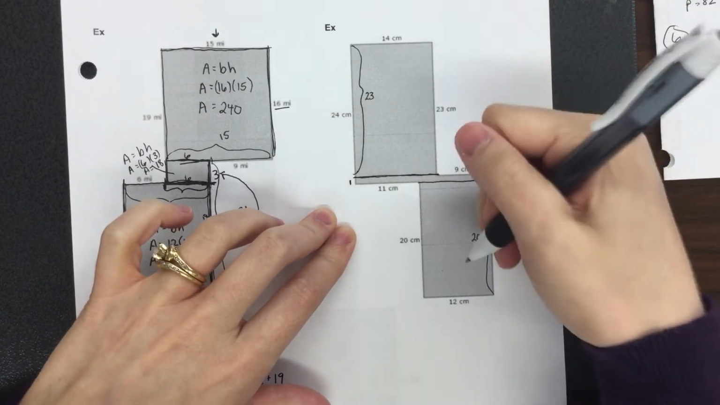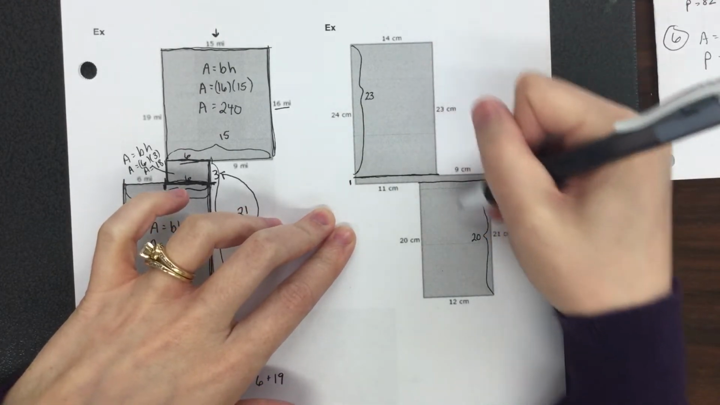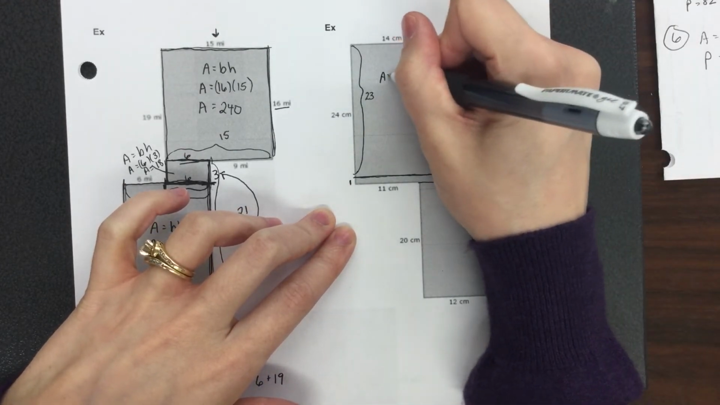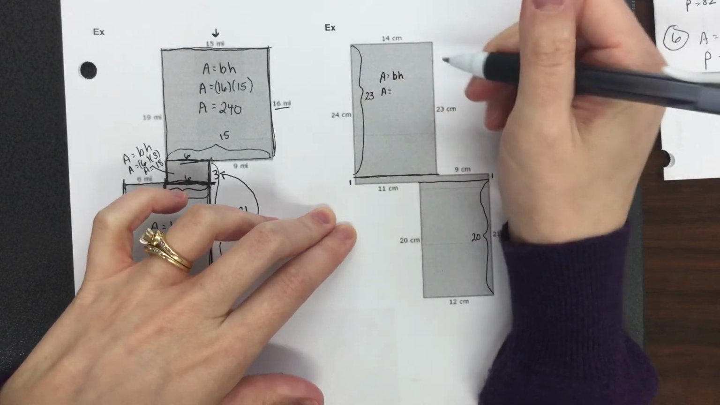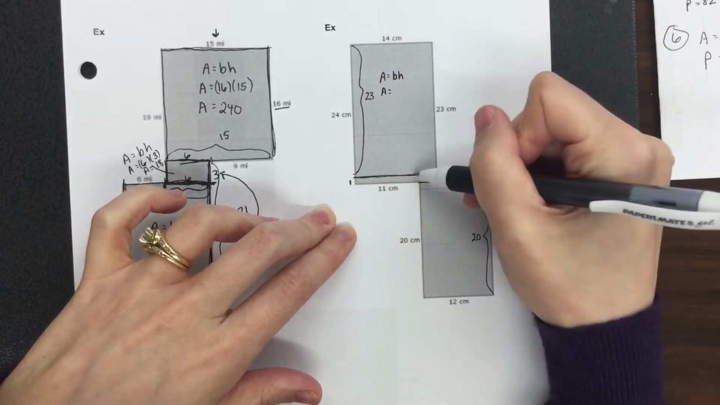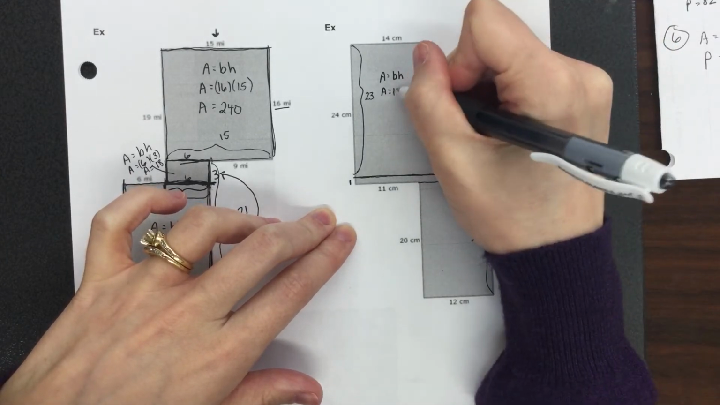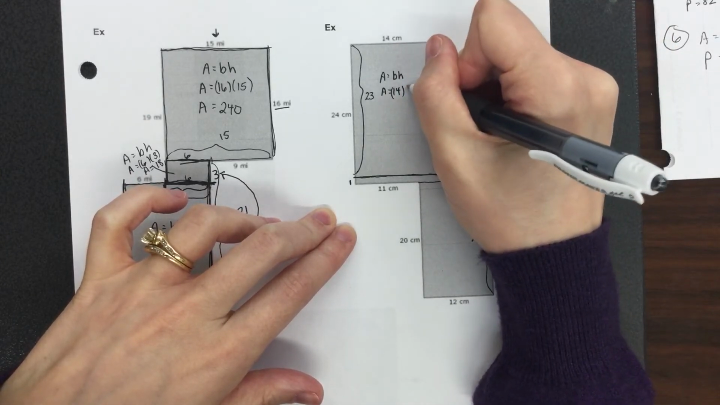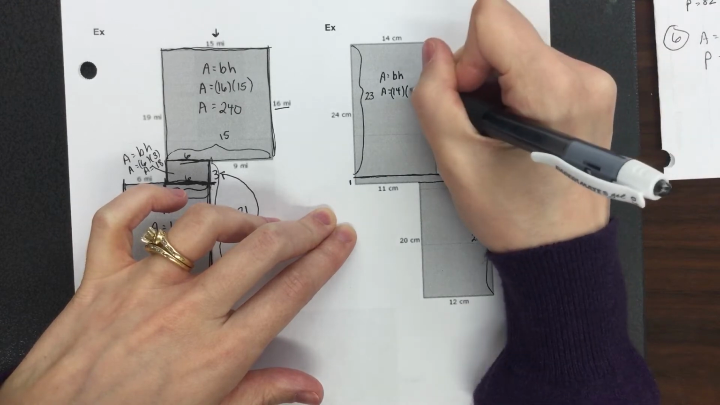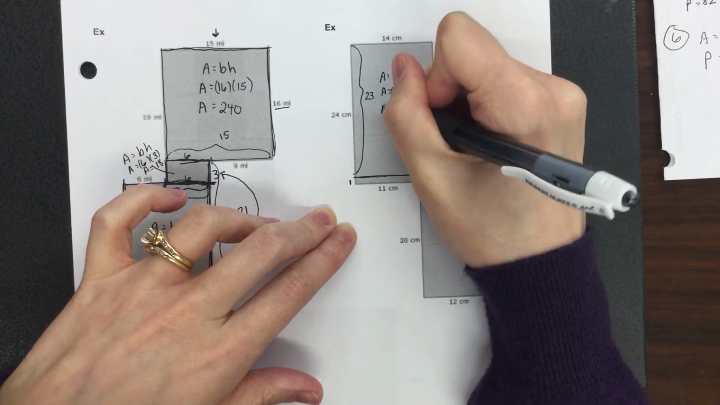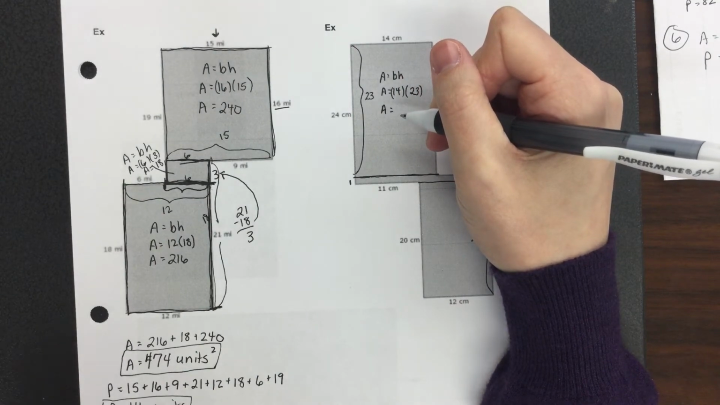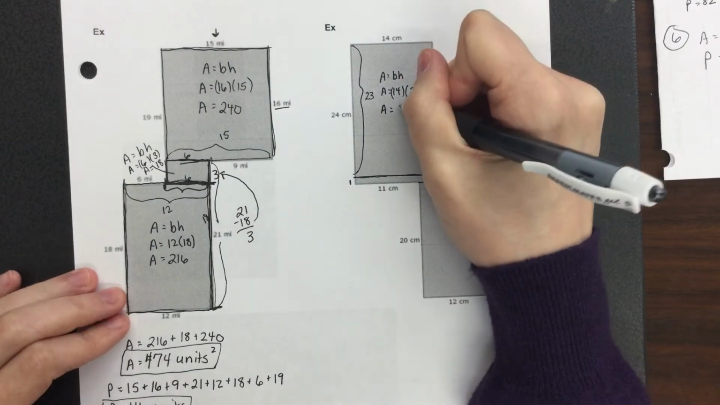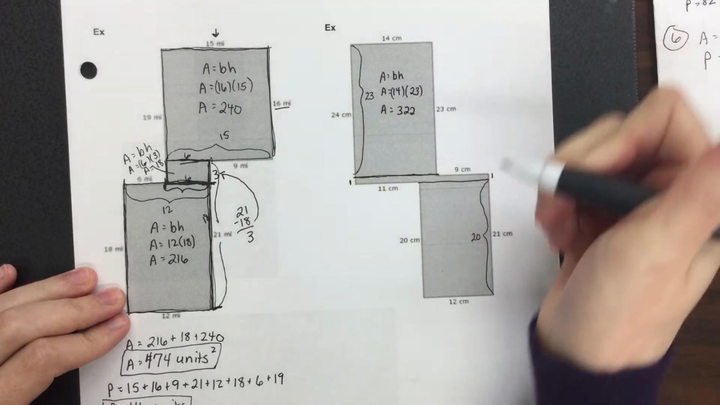So if we're finding the area for our whole composite figure, we've got to find the area of the parts. So area is going to be equal to base times height. Area is going to be equal to the base for this one, which is the same as that one, so 14 times our height, which is 23. So area is going to be equal to 14 times 23, so 322.